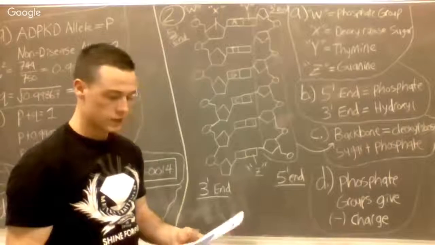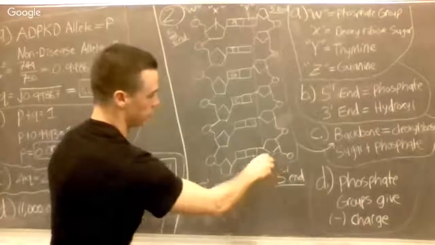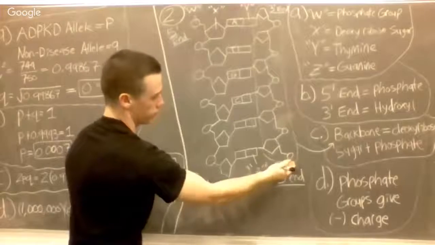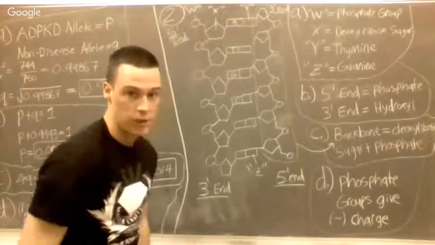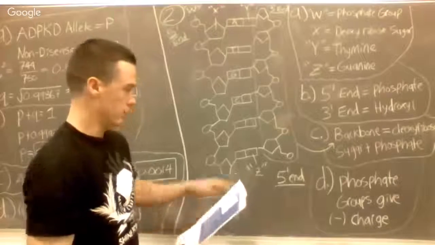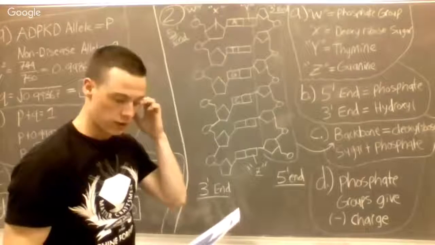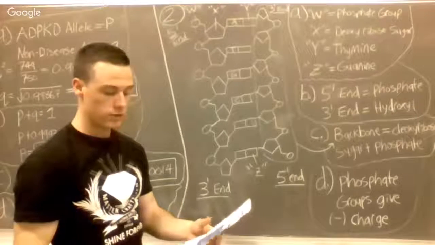Letter C asks us to indicate the portion of the molecule that is considered the backbone. I've attempted to circle this right here. It is the sugars with the phosphate groups, so the deoxyribose sugar with the phosphate group makes up the backbone. It's like the sides of the ladder, and then the nitrogenous bases make up the rungs of the ladder.